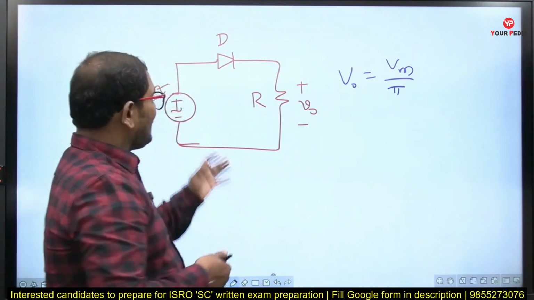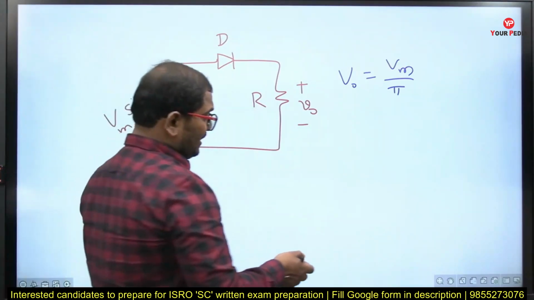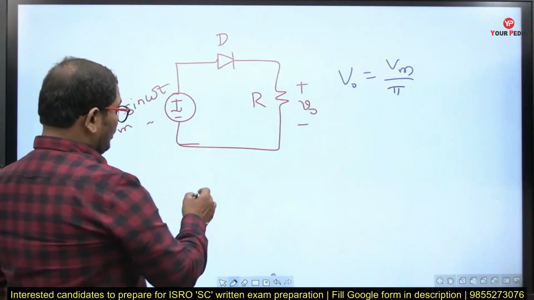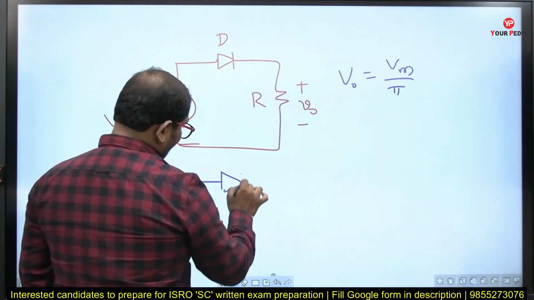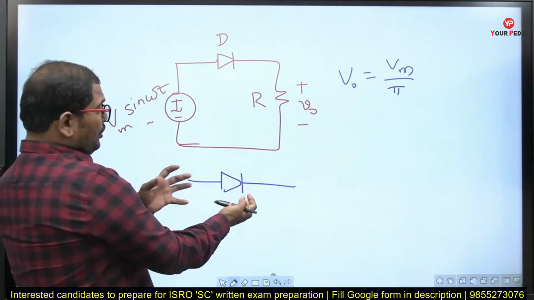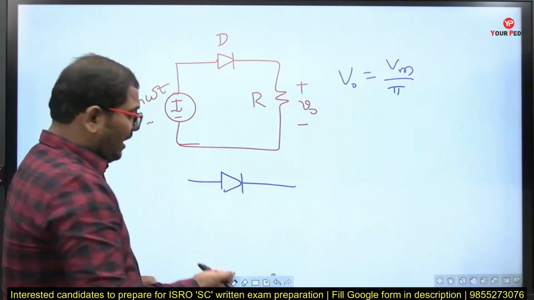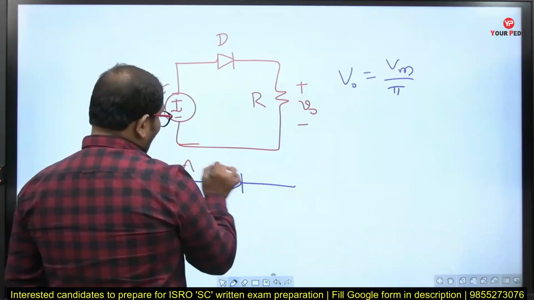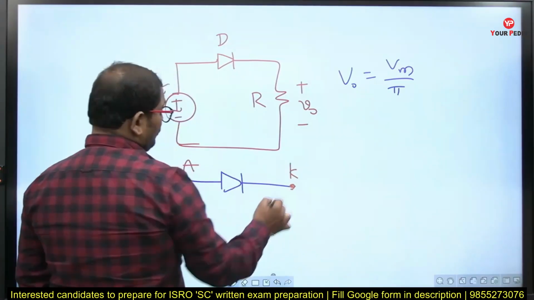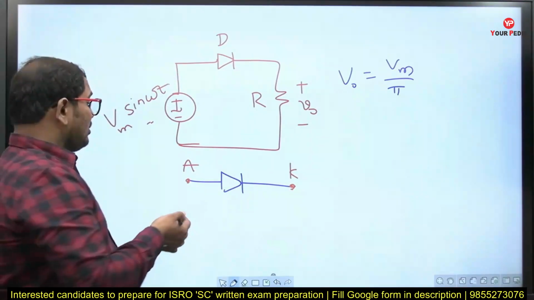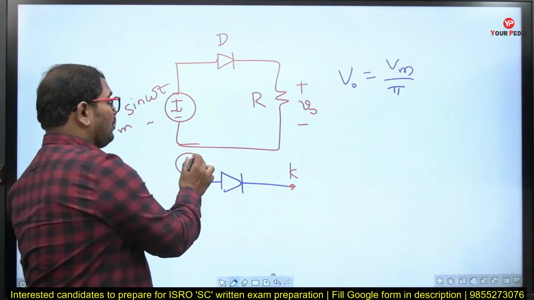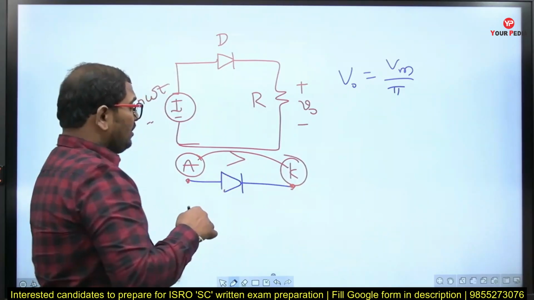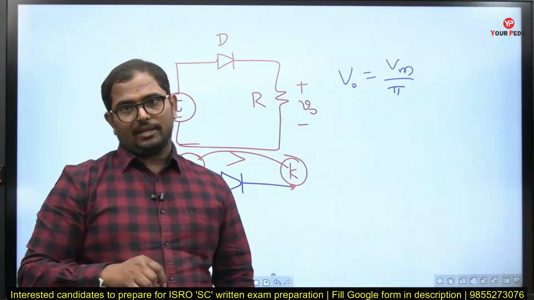First, let us analyze this entire topic directly. If you want to get the status of any diode, what do you need to do? First you need to open circuit the diode, then measure or calculate the voltage across the anode to cathode. Whenever the anode voltage is more positive compared to the cathode voltage, your diode starts conducting.